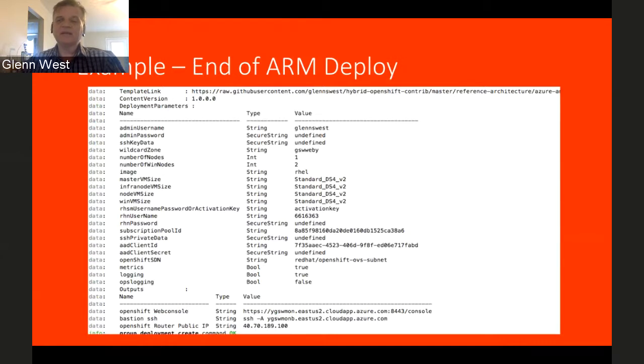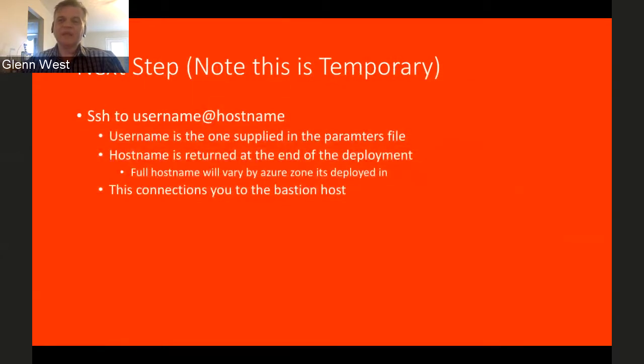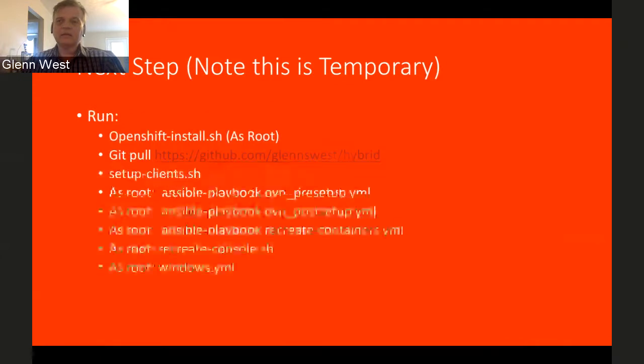is consistent and unique. At this point, you'll SSH into the username you provided in the parameter file and the host that you saw at the end of the script. You connect to the Bastion host. From the Bastion host, then you can connect to any other host. Now, note when I say this is temporary, this is for the following commands.